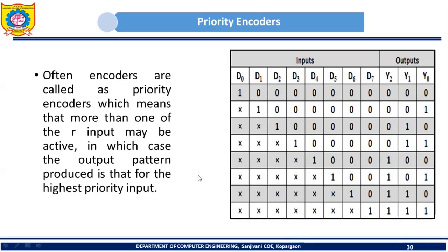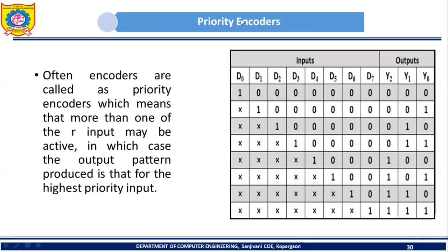So again, let's try to understand it with the help of this truth table. See here, this is the truth table of an encoder. These are input lines D0 to D7 and Y2, Y1, Y0 are output lines. Consider the first row. In the first row, what is happening? Only D0 is 1 and the remaining are 0, 0, 0. So output will be 0, 0, 0. This 0, 0, 0 is a binary code which corresponds to 0.